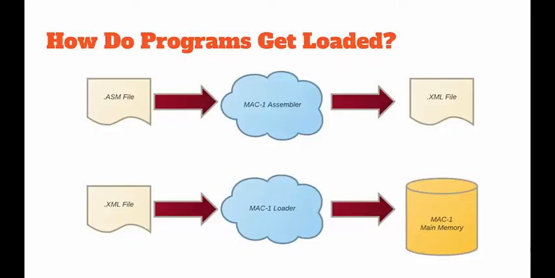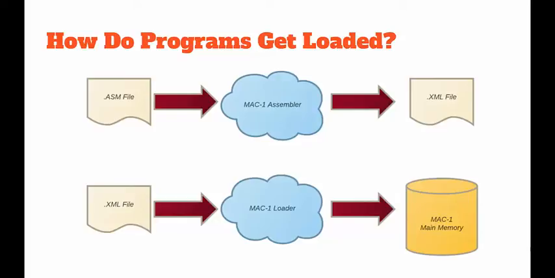The first step is to take a file of assembly language instructions and load them into an assembler. The assembler produces an intermediate file in the form of an XML file. This XML file is then loaded into the main memory via a loader program. It's this loader program which we'll be working on in a few weeks.